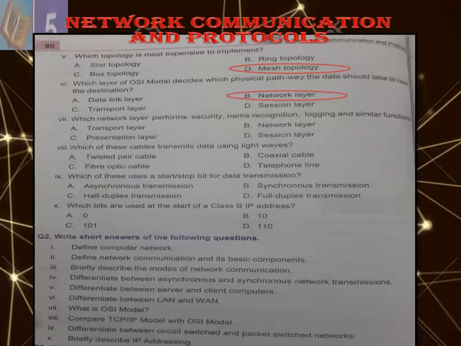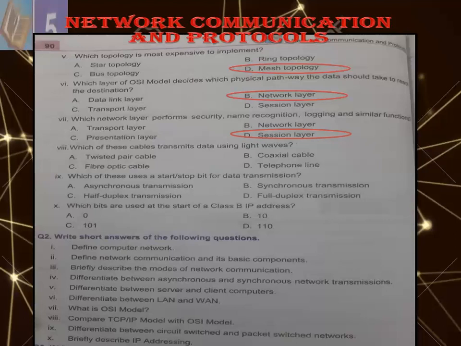Number seven: which layer performs security, name recognition, logging, and similar functions? Transport layer, network layer, session layer, or presentation layer? The answer is the session layer. The session layer is responsible for establishing, maintaining, and terminating the session. All information related to name recognition and logging off and logging on is maintained by the session layer.